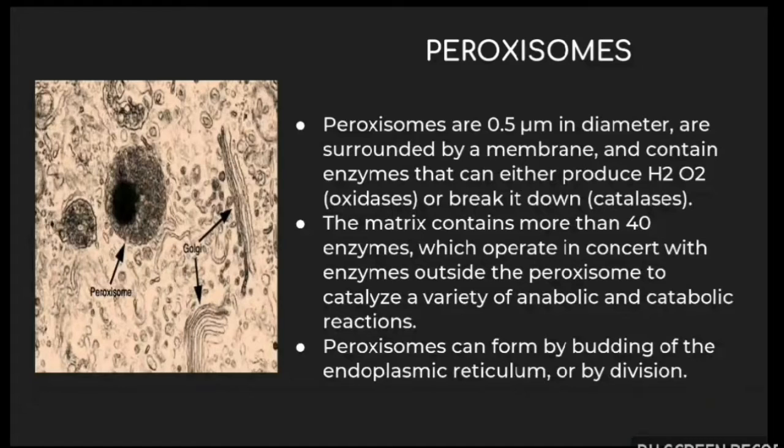The matrix contains around 40 enzymes which operate in concert with enzymes outside the peroxisomes to catalyze a variety of anabolic and catabolic reactions. So peroxisomes play a vital role in the formation of compounds, or breaking of the components into various components. Peroxisomes can form by budding of the endoplasmic reticulum or by division. So a peroxisome is obtained from the endoplasmic reticulum, or it can divide on its own.